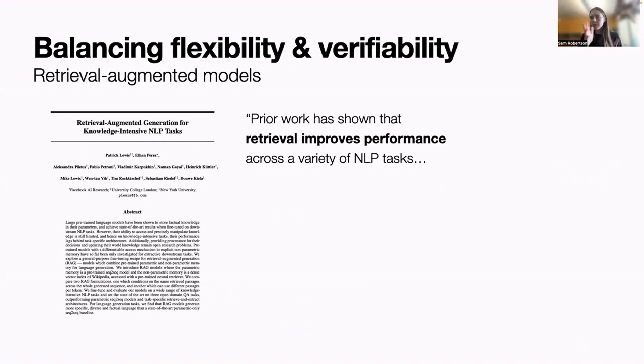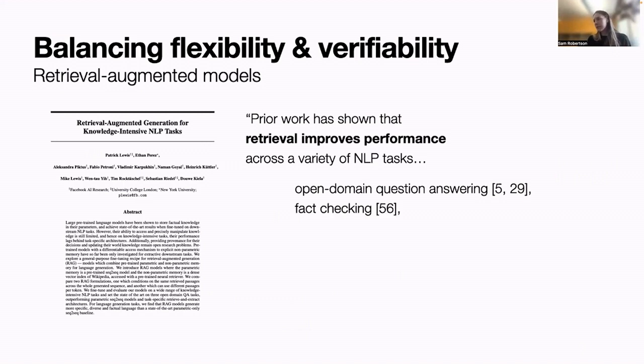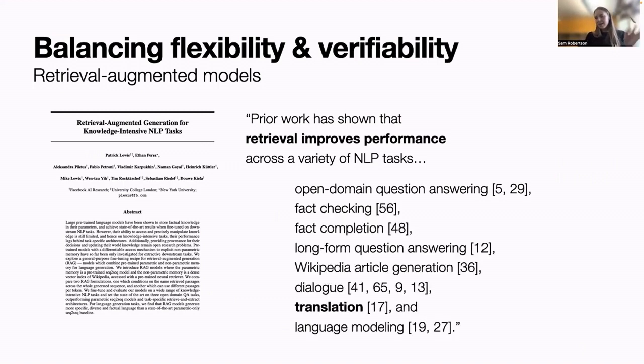And this has been studied across quite a wide range of tasks. And in the related work of this paper on the left here, they've summarized that retrieval improves performance across a variety of NLP tasks, including open domain question answering, fact checking, fact completion, long form question answering. You get the sense here, a lot of different tasks, including, importantly, translation.